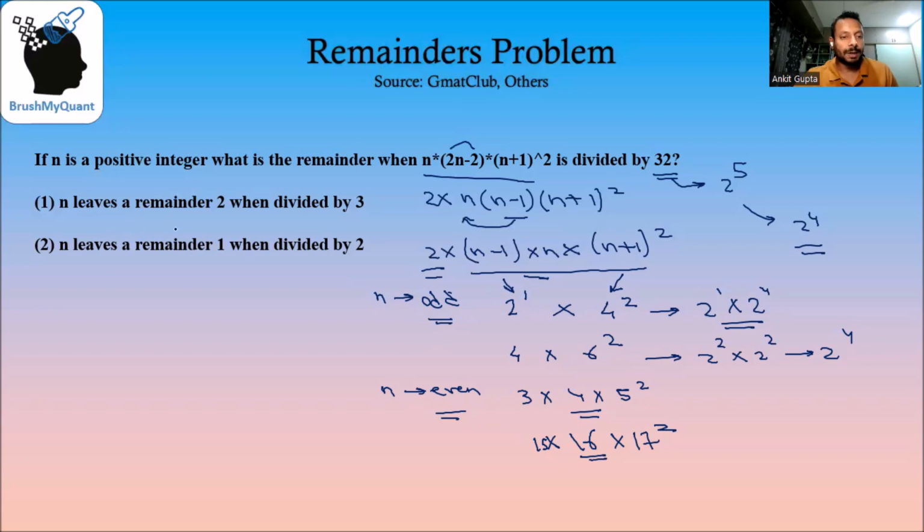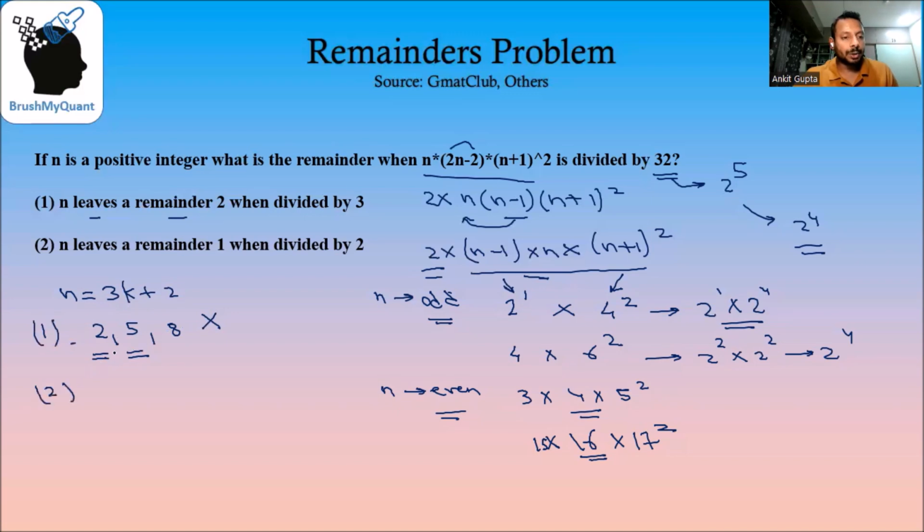So if we take statement 1, it says n leaves a remainder of 2 when divided by 3. That means n can be written as 3k plus 2, and sample values of n can be 2. When we put k is equal to 1, then it becomes 5, then it becomes 8, and so on, right? So in some cases it is odd, in some cases it is even. That means we cannot answer the question definitely by statement number 1.